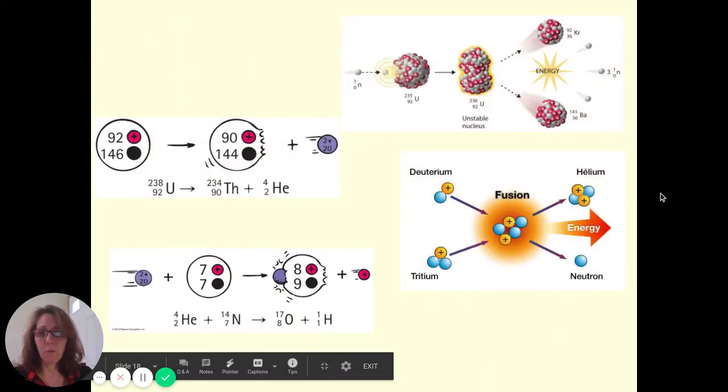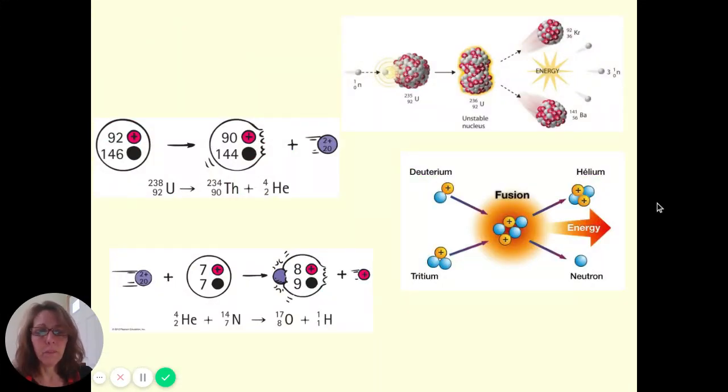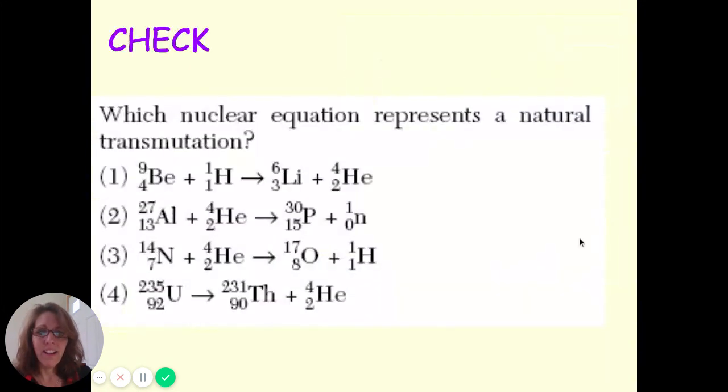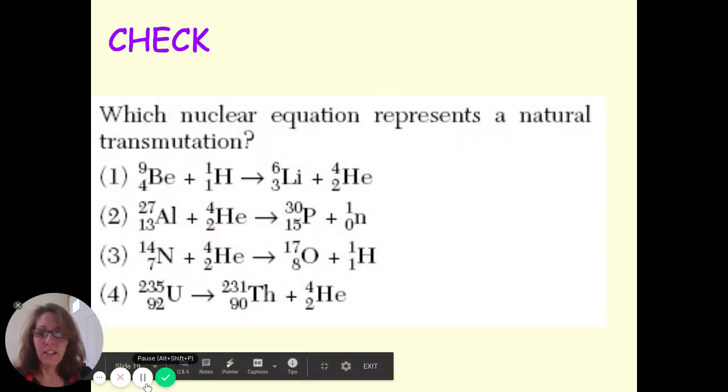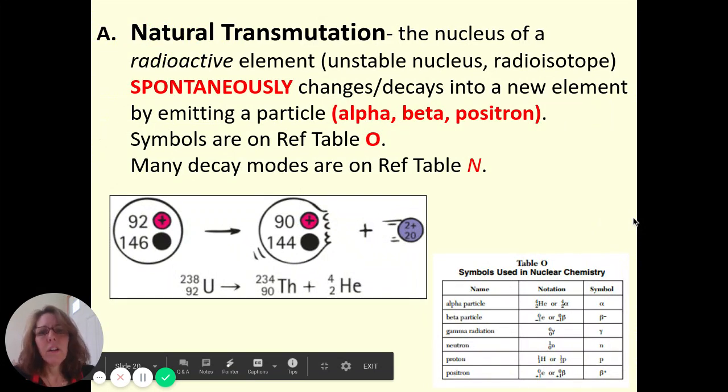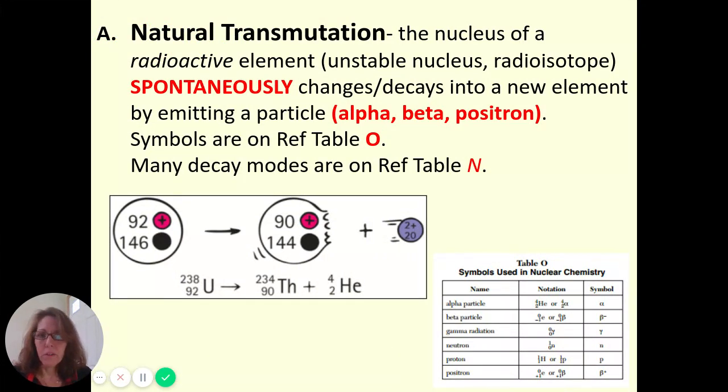All right, so here are 4 different reactions, the ones that we just went over. Take a look and make sure you can identify what they are for types of nuclear reactions. And here's a quick check for yourself. Now we're going to talk about each one of those reactions in a little bit more detail.